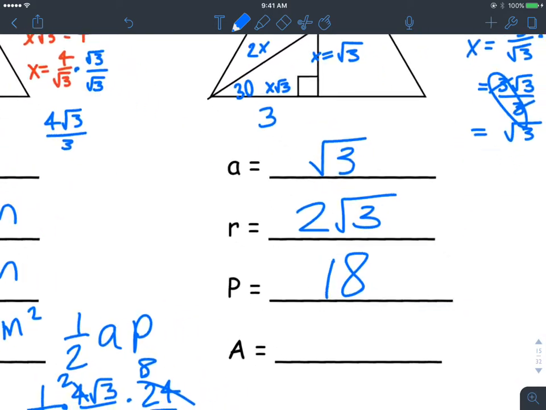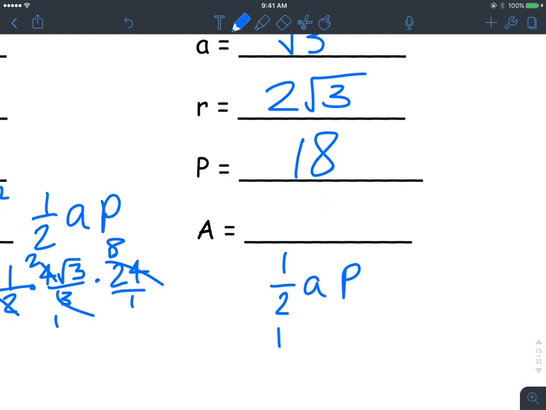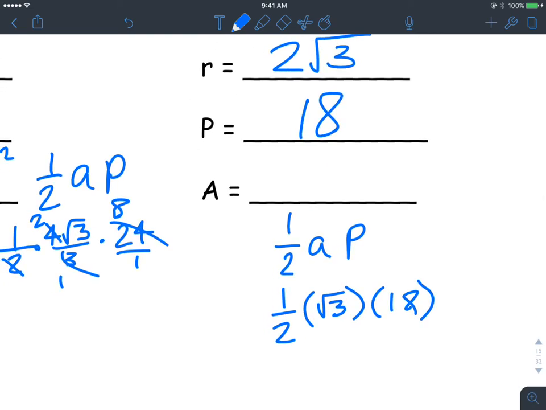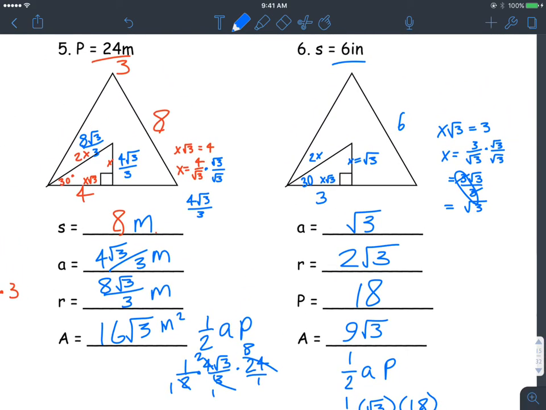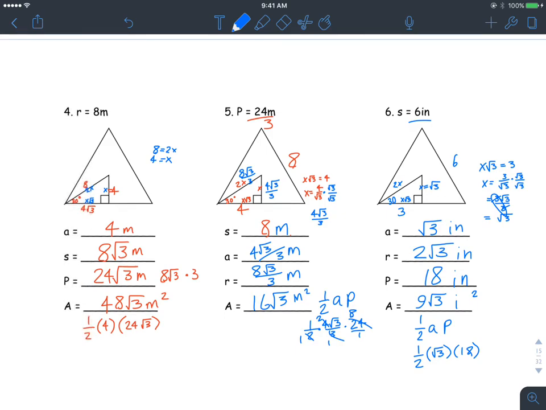And then area will go 1/2 AP. So that'd be 1/2 the apothem, which is just square root of 3. So you really can't do much with that. And then the perimeter was 18. And remember, you can multiply things in any order. So I'm going to do half of 18 and then multiply that by square root of 3. So that'd be just 9 and then with the square root of 3 attached to it, kind of like that. And that would be your area. And most of these, we're going to leave these in simplest radical form, since that would be the most exact. Okay, so now we're almost done here.